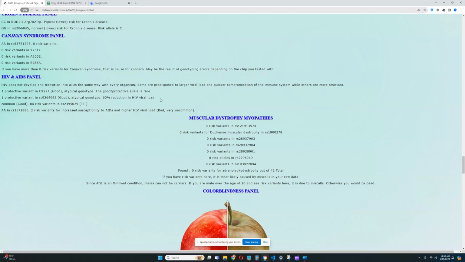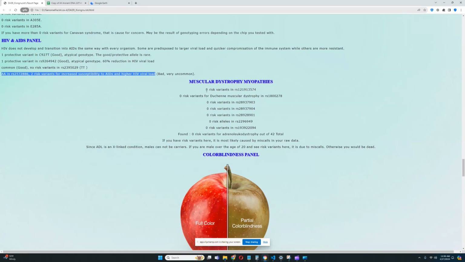HIV and AIDS panel. Looks like he's got protective variants from HIV, which is really good. Protective variants here and here. Both reduce the viral load in HIV. However, he also has this genotype, which leads to increased susceptibility to AIDS and higher HIV viral load. Very, very unfortunate. For muscular dystrophy myopathies, it looks like he does not have any risk variants for muscular dystrophy myopathies. Or adrenoleukodystrophy, no risk variants for ADL either.